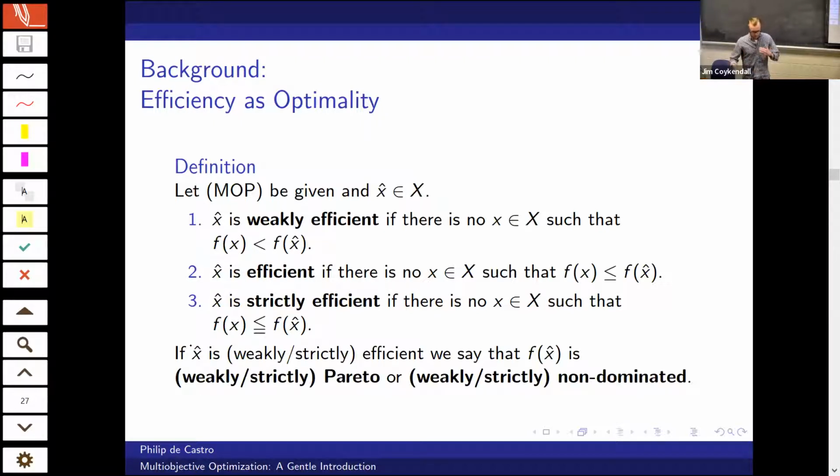So, just words of the trade. If x hat is efficient, we say that f of x hat is Pareto or non-dominated. So we can talk about things in the decision space, but we also have language for talking about them in what's called the criterion space, which is the image of your decision space. Any questions so far?